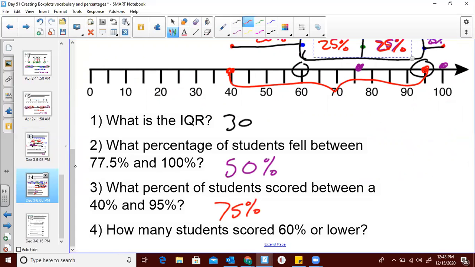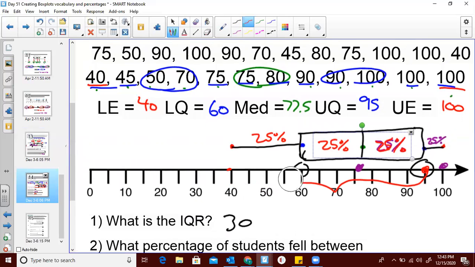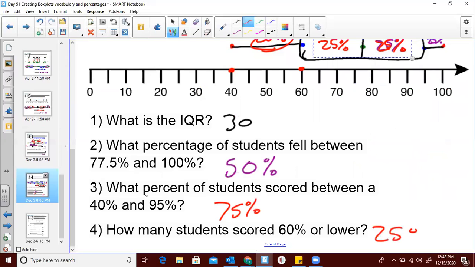And how many students scored 60% or lower? All right, let's get rid of some stuff here. 60% or lower. So we're just starting here at 60, and we're going down to 40 because that's as low as we can go. And we'll see that it's just one section, so that is 25%. All right, last but not least.